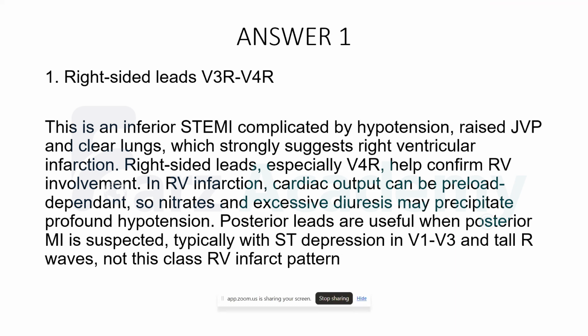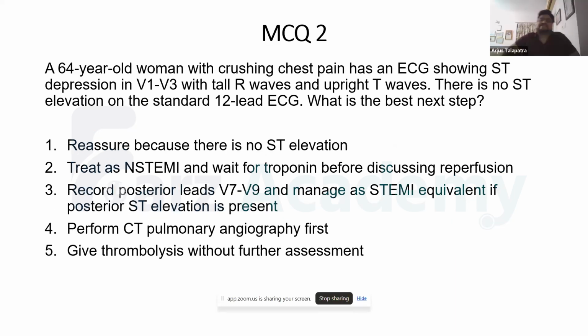Okay, so you have a 64-year-old woman with crushing chest pain who has an ECG showing ST depression in V1 to V3 with tall R waves and upright T waves. There is no ST elevation on the standard 12 lead ECG. You probably get many of these cases, right? They've just come to your ICU or your emergency. You're seeing very non-specific changes in the ECG, but you're also seeing an ST depression in V1 to V3. So what would you do here?